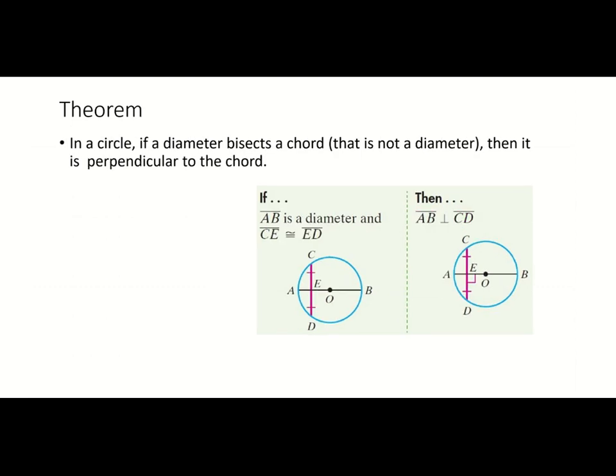Our next theorem says in a circle, if a diameter bisects a chord that is not also a diameter, then it is perpendicular to the chord. So it's really the converse of the theorem that we talked about before. So if we know we have a diameter that bisects a chord, we know that diameter is going to be perpendicular. So it's going to form a 90-degree angle.